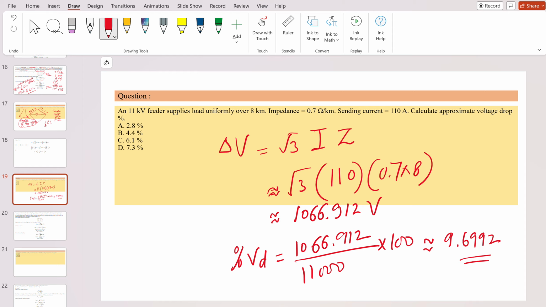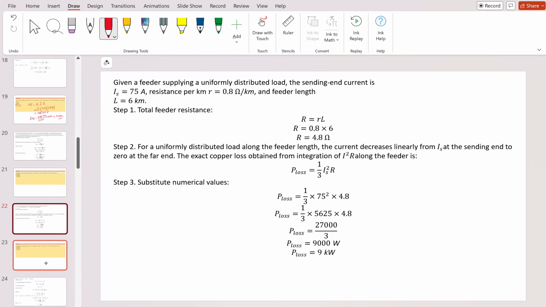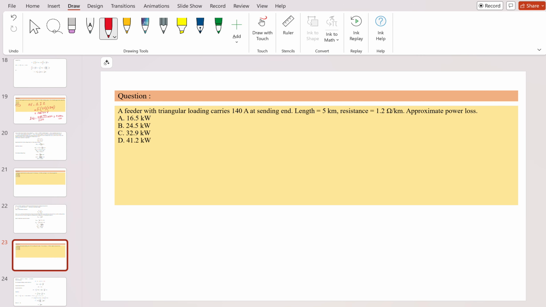Which is not matching. You can say option D is actually correct. So this kind of formula, for voltage drop and power loss, you have to remember. Let's move forward. This we have already solved. This approximate figure you have seen.